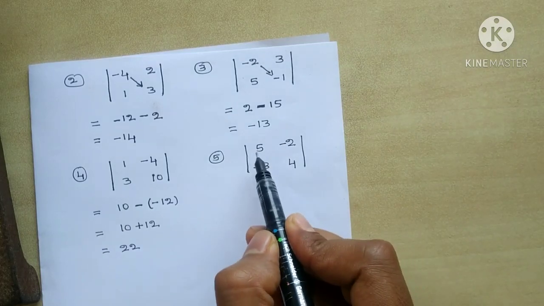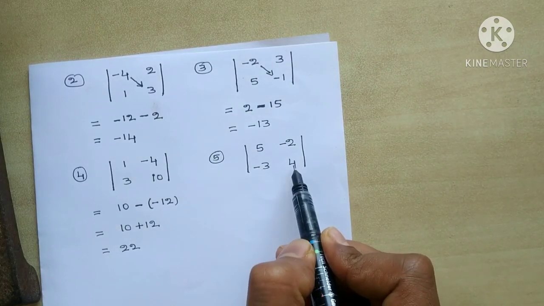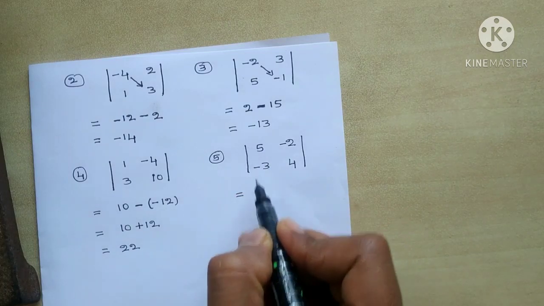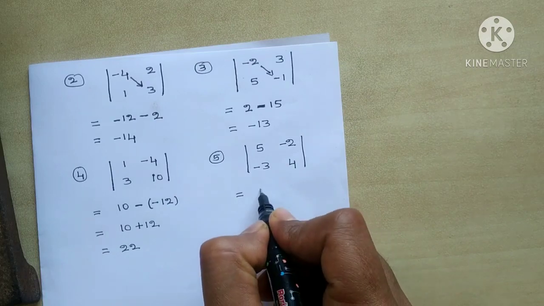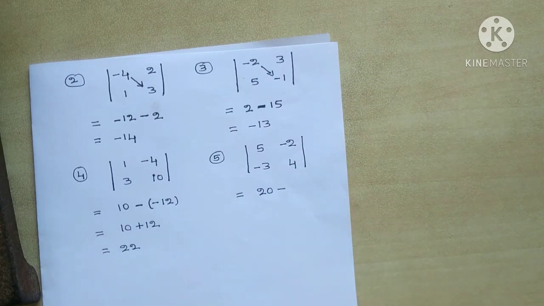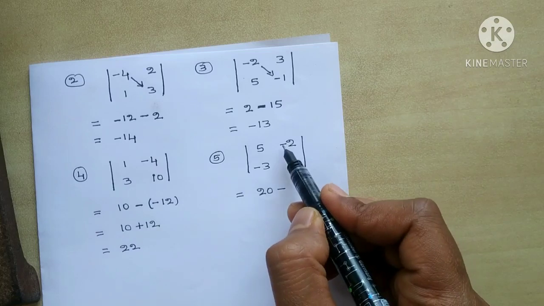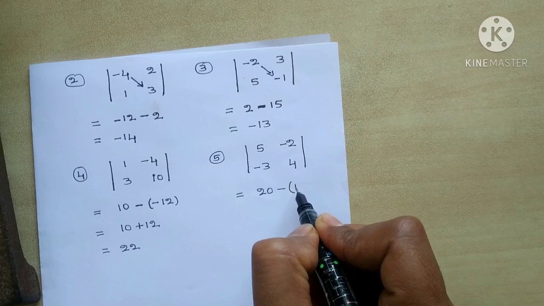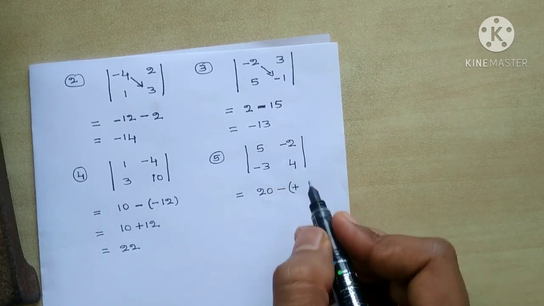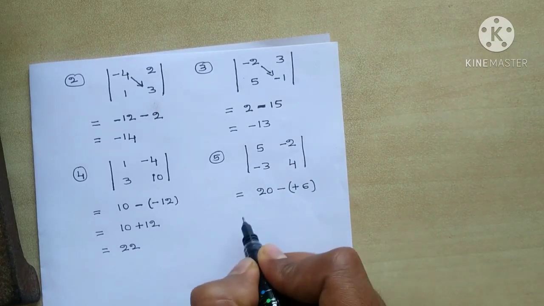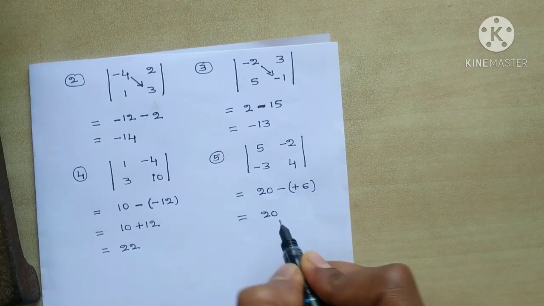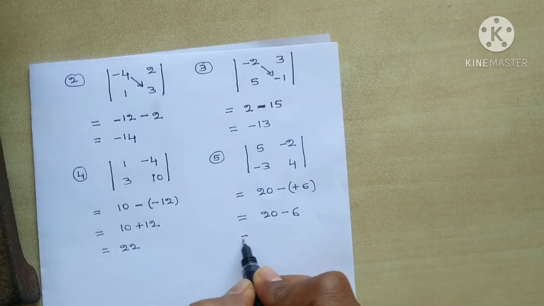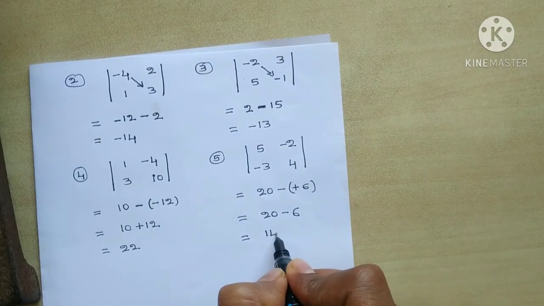Next example. 5, minus 2, minus 3, 4. So which is equals to, again both are positive, plus into plus is plus. 5 into 4, 20. Middle always which sign? Minus sign. Here negative sign, here also negative sign. So minus into minus is plus. You can write plus. Next 3 into 2 is how much here? 6. So which is equals to 20. You keep it as it is. Minus into plus is what? Minus. Again 6. Which is equals to 20 minus 6 is 14.